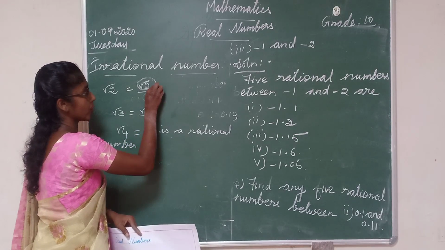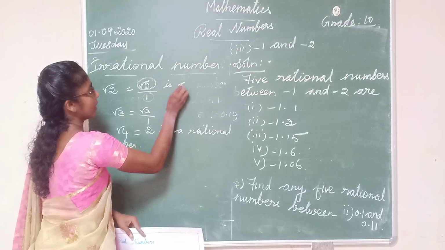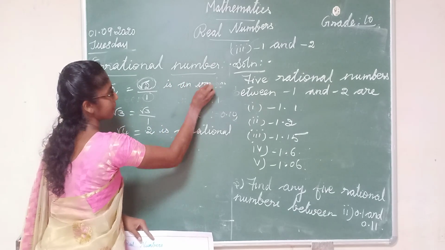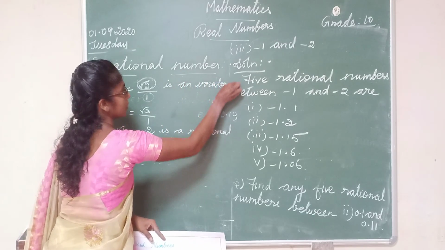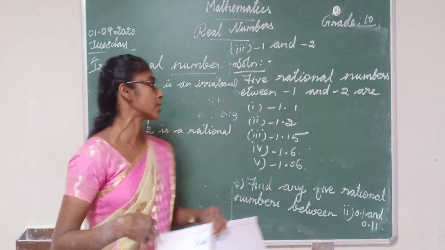But these √2, √3, all these numbers are irrational numbers. Have you all understood this? Irrational means root inside. Next, pi.